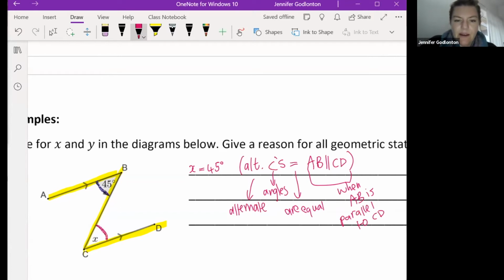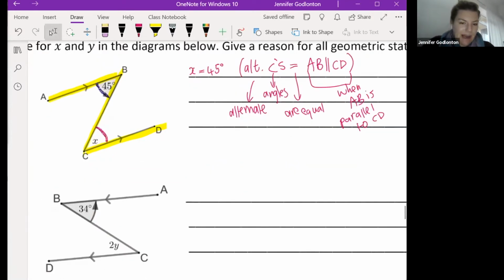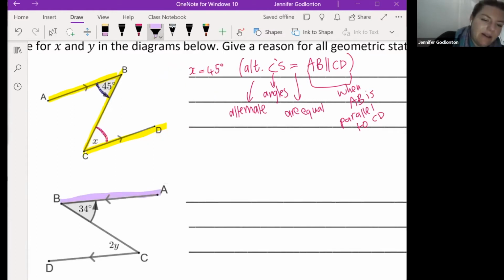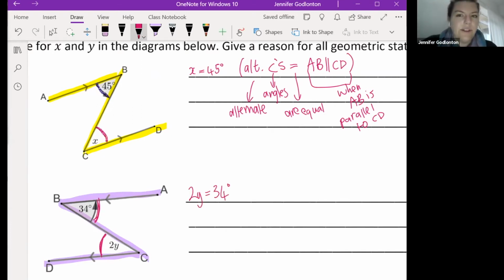Okay, so the second one is very, very similar, except we have to do a little bit of equation work. So here's our one parallel line, here's our other parallel line, here's our transversal line. This angle here is 34, this angle here is 2y. They are alternates to each other, which means they are equal to each other. So that means 2y needs to equal 34 degrees. My reason is alternate angles are equal when AB is parallel to CD.